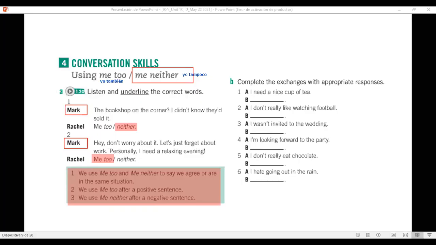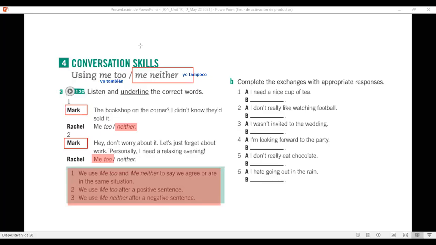Sí, por ahí les digo, for example, I didn't know what to say. Yo no sabía qué decir. Y ustedes me dicen, yo tampoco sabía qué decir, ¿no es cierto? Estamos compartiendo esta situación negativa. Me neither.